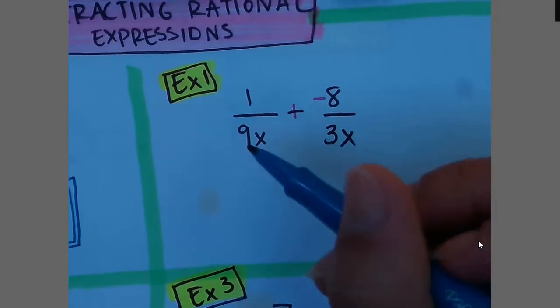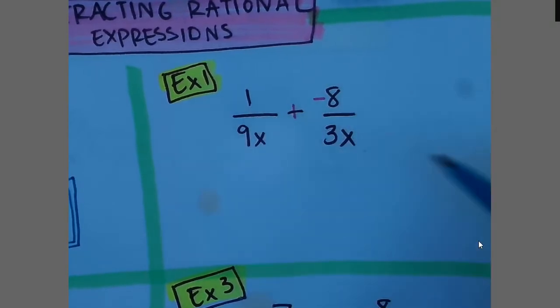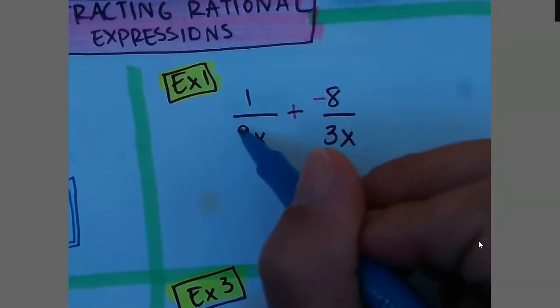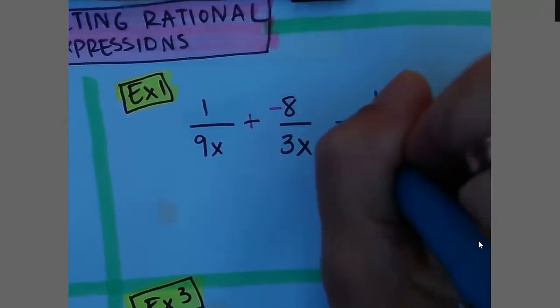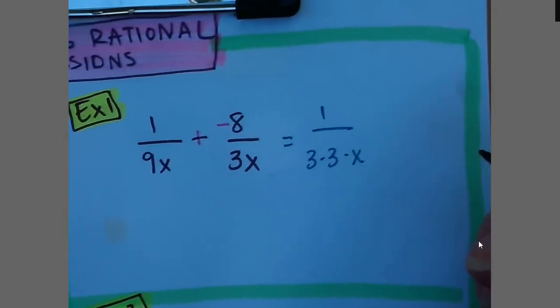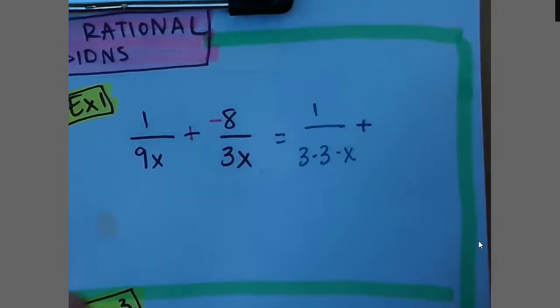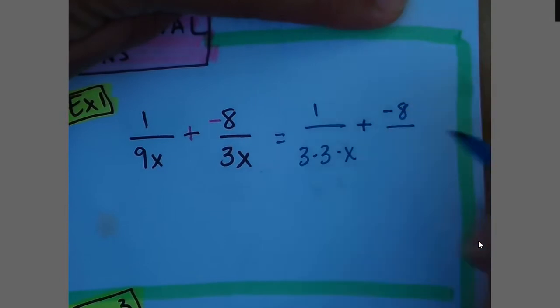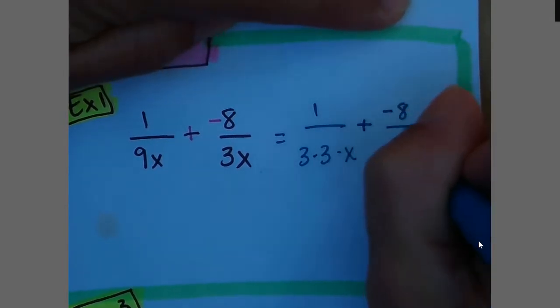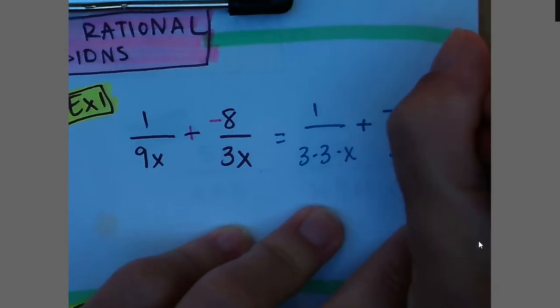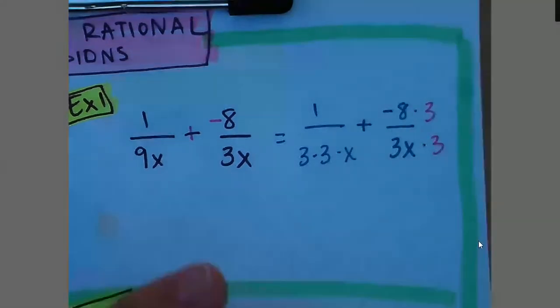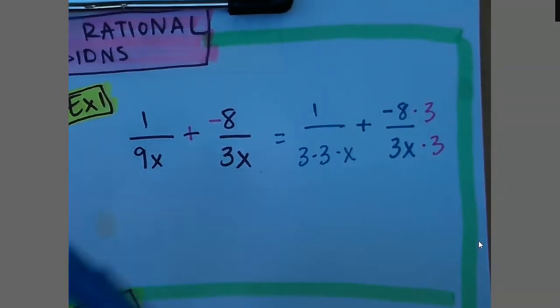Now, before I multiply this one by 9 and this one by 3, what I'm going to do instead is rewrite this as 3 times 3. Okay, so 1 over 3 times 3x, and then plus negative 8 over 3x. Okay, now you can see that this one only needs a 3 on the top and the bottom, and this one actually does not need anything. So I'm going to multiply this top and bottom by 3. And that's all that we have to do for this one to get common denominators.